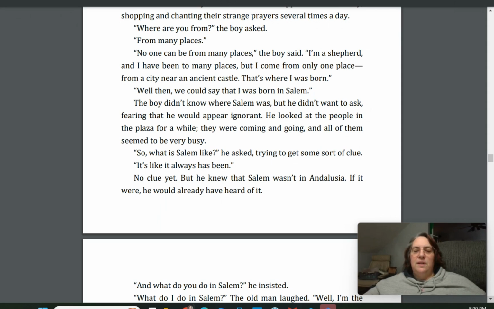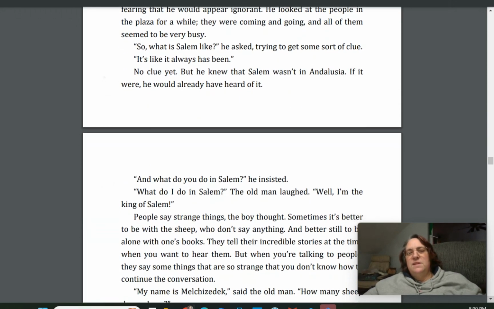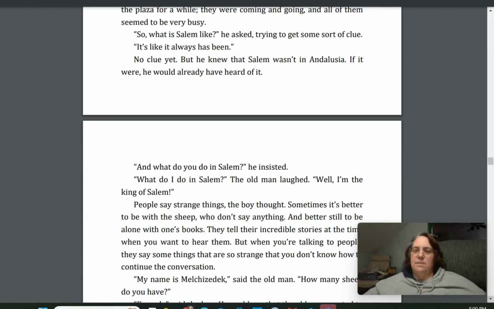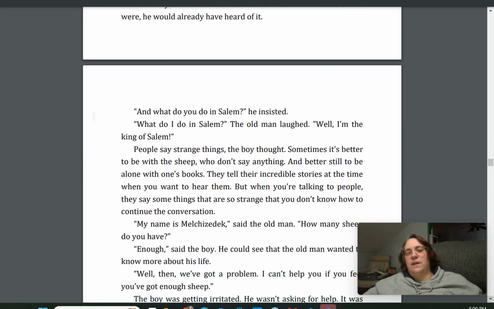He looked at the people in the plaza for a while. They were coming and going, and all of them seemed to be very busy. So what is Salem like? He asked, trying to get some sort of clue. It's like it always has been. No clue yet, but he knew that Salem wasn't in Andalusia. If it were, he would already have heard of it.